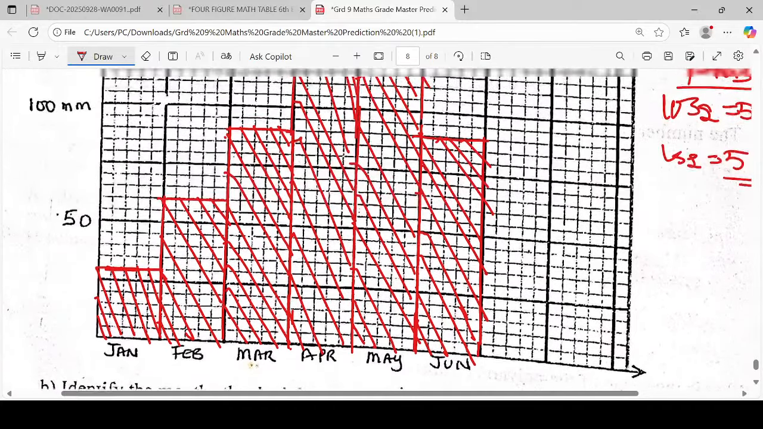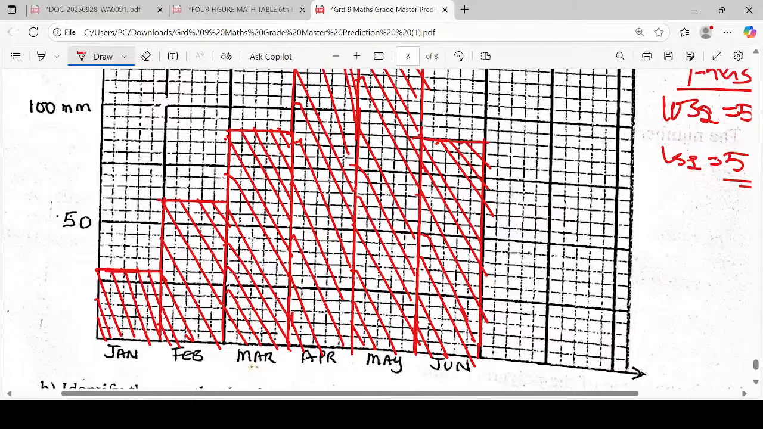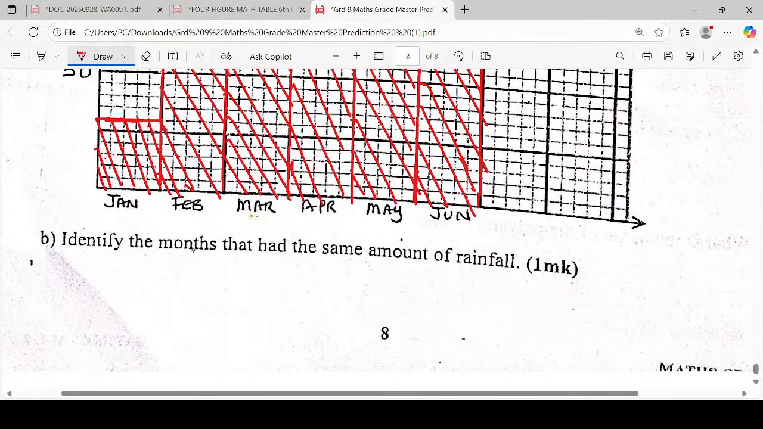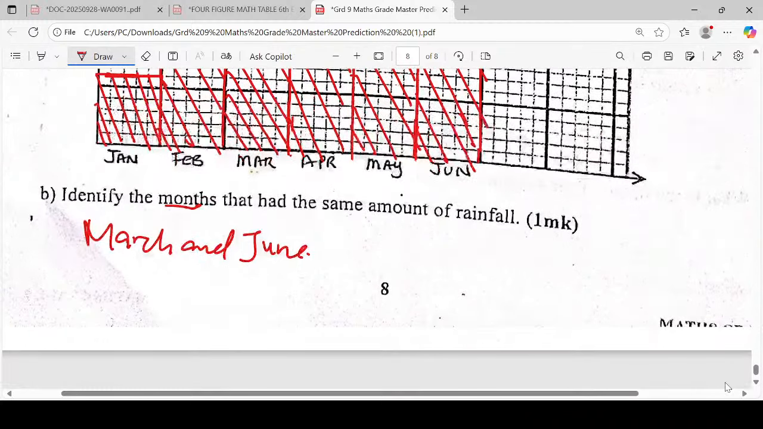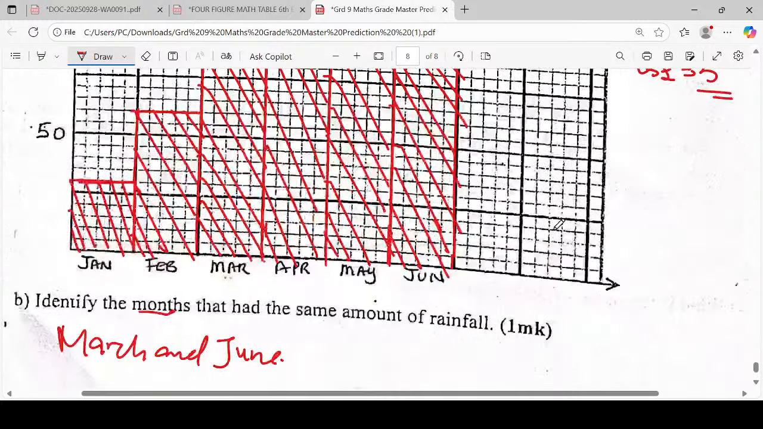Even you can see from your bar graphs, you have March and June. So they say identify the months. So the months are March and June. March and June are the months. We are done with that part, learners, and that marks the end of discussion of this paper.